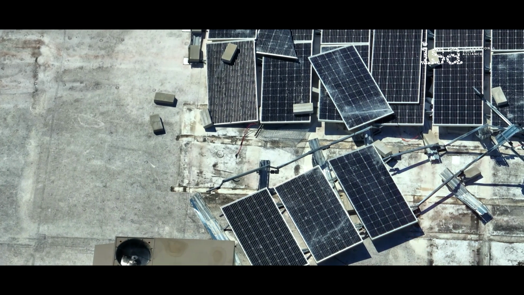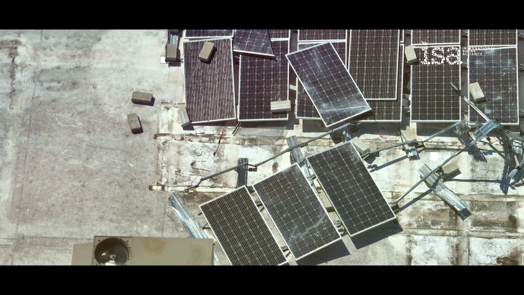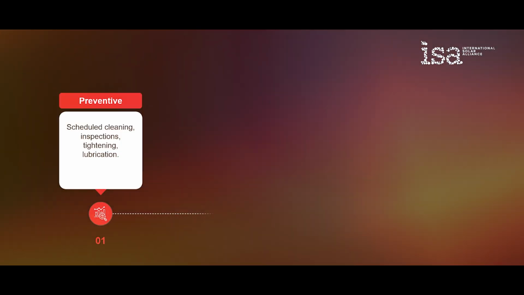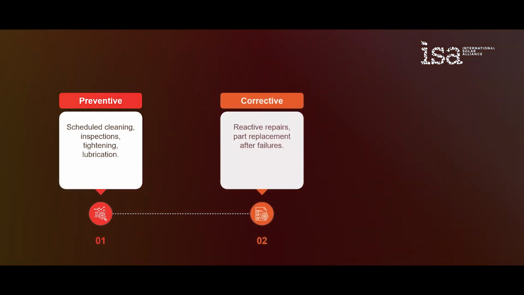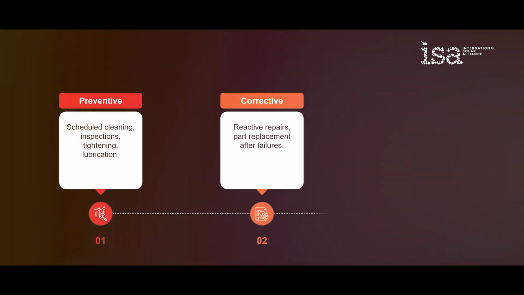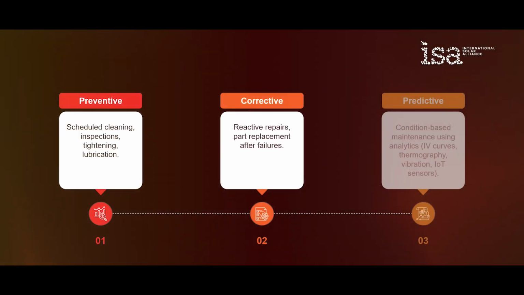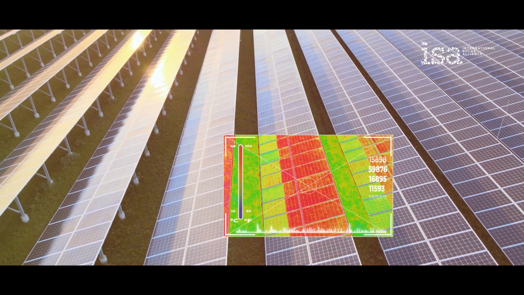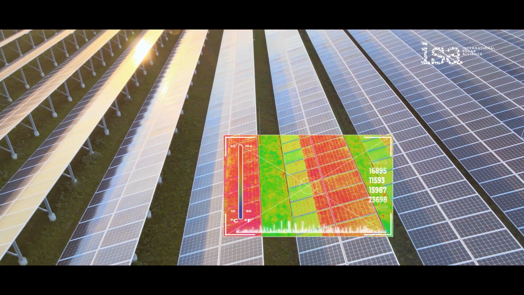O&M falls into three main categories: preventative, corrective, and predictive. Preventative: scheduled cleaning, inspections, tightening, lubrication. Corrective: reactive repairs, part replacement after failures. Predictive: condition-based maintenance using analytics, IV curves, thermography, vibration, IoT sensors.